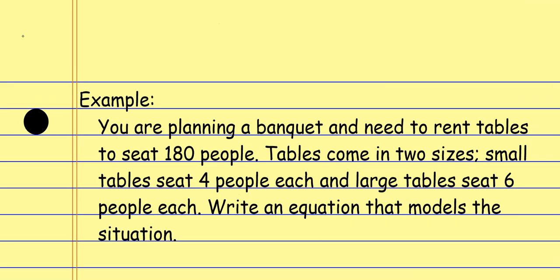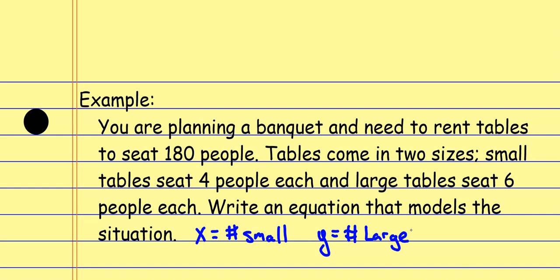So for this one, you're planning a banquet and need to rent tables to seat 180 people. Tables come in two sizes. Small tables seat 4 people each, and large tables seat 6 people each. Write an equation that models the situation. So the first thing I should do is write variables for each of these. So I'm going to say x equals the number of small tables. Okay? And then I'm also going to say that y equals the number of large tables.